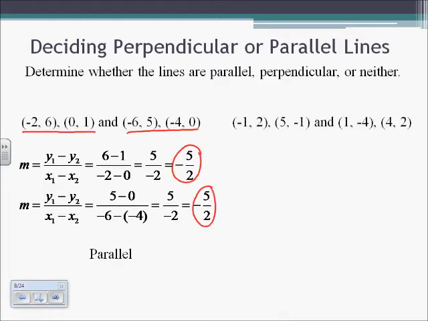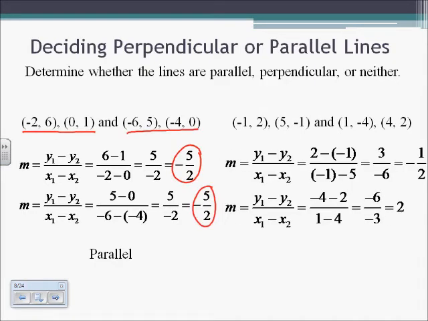Alright, taking another example. Are these two lines parallel, perpendicular, or neither? So finding the slopes, again, we'll show the work here pretty quick. Finding the slopes of the left set of points and the right set of points, we have -1/2 and 2. Seeing as how the slopes are opposite reciprocals, we would say then that the two lines are perpendicular.